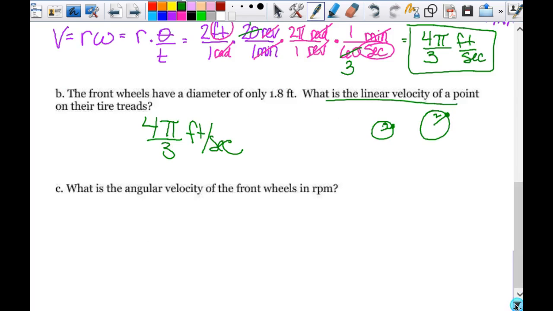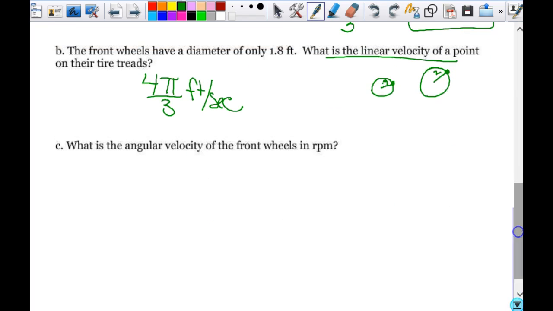So then it asks me for the angular velocity. Well, I have the linear velocity. I need the angular velocity, right? So my linear velocity is r times omega. Just like anything else, we're going to substitute in what we know, and then we're going to go from there. We know the linear velocity, right? It is 4 pi thirds, and that's feet per second.